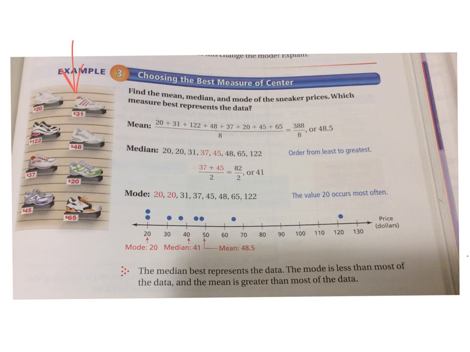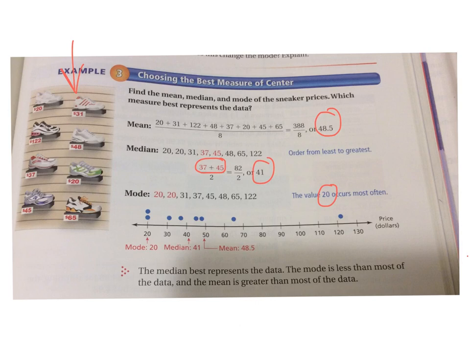If we found the mean of the data, we added all the prices up and divided by 8 because there's 8 pairs of shoes. Our mean price would be $48.50. If I found the median, I would order my data from least to greatest, and my 2 middle values were 37 and 45. So I found the mean of those two and got 41. The mode is the one that occurs the most often, and 20 occurred the most often.